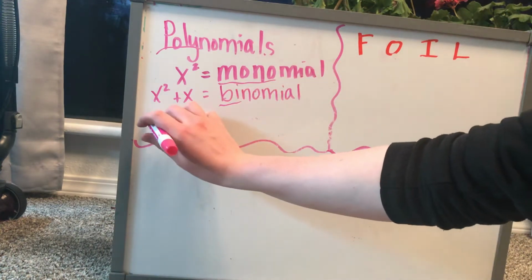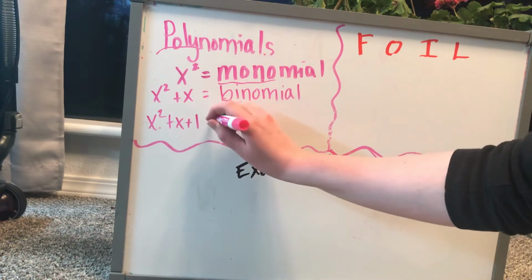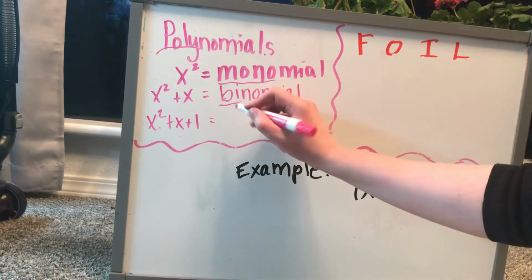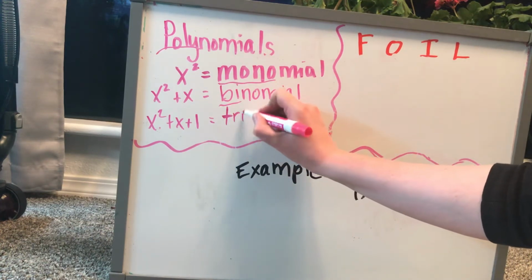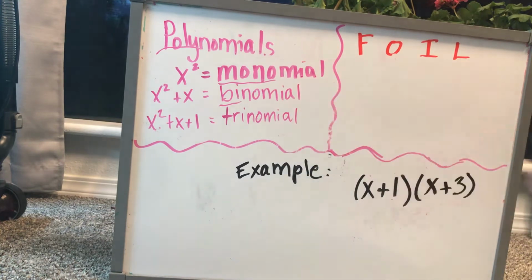So for three terms, we'll do x squared plus x plus 1. These are each term. They cannot be combined. This is a trinomial. If you have a polynomial that has more than three terms, you're just going to call it a polynomial because poly means many, and we're not going to name it for how many it has all the way up.